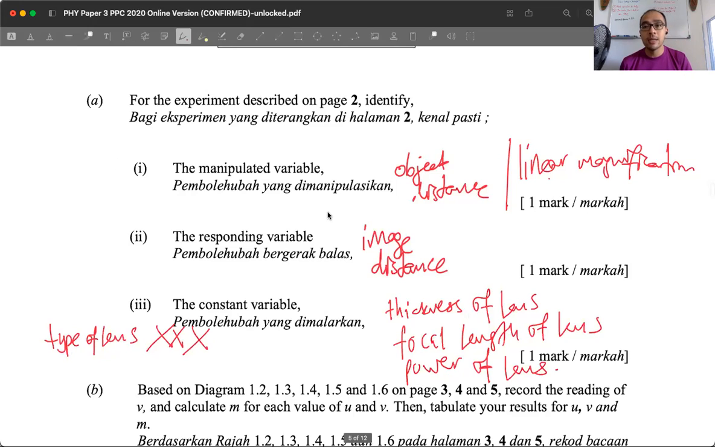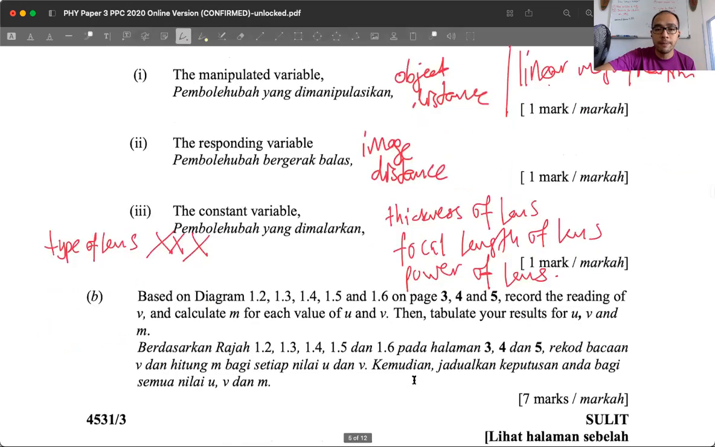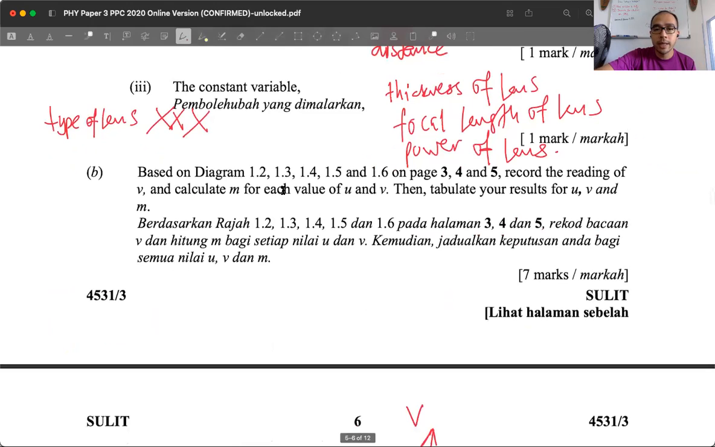If it is the lens, we usually know this as the constant variable. Please take note of this now. Based on diagram 1.2, 3, 4, 5, and 6 on pages 3, 4, and 5, record the reading of V and calculate the M of U and V.